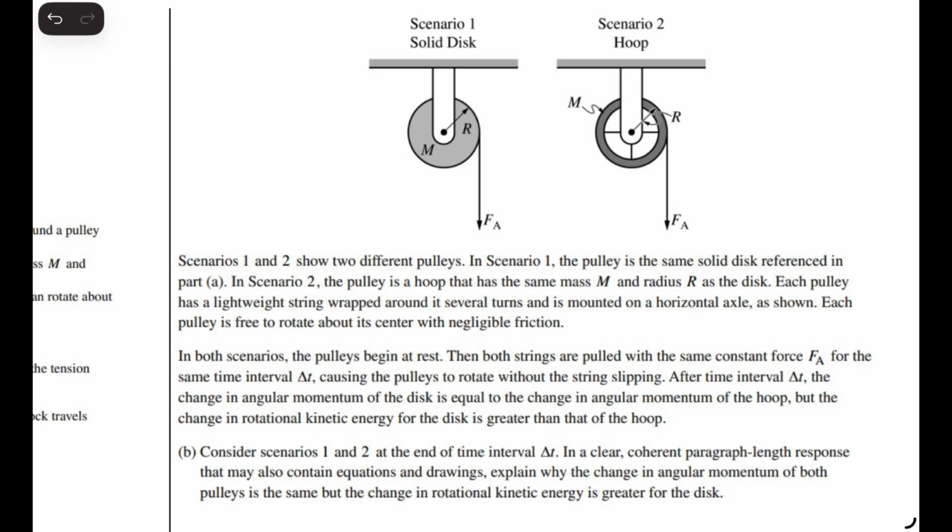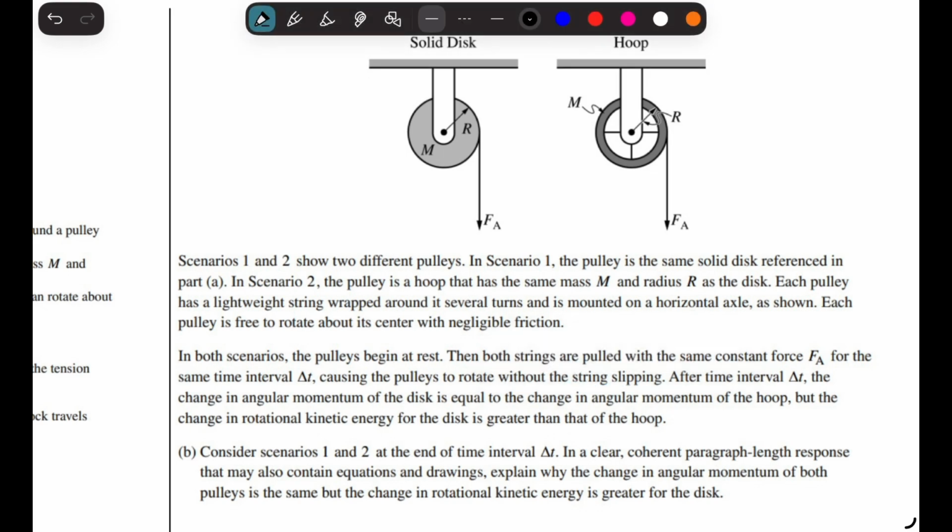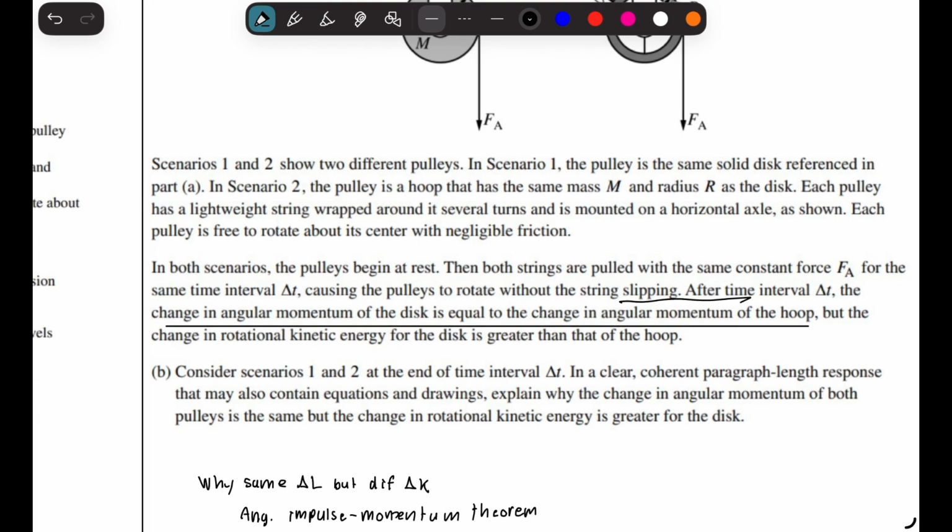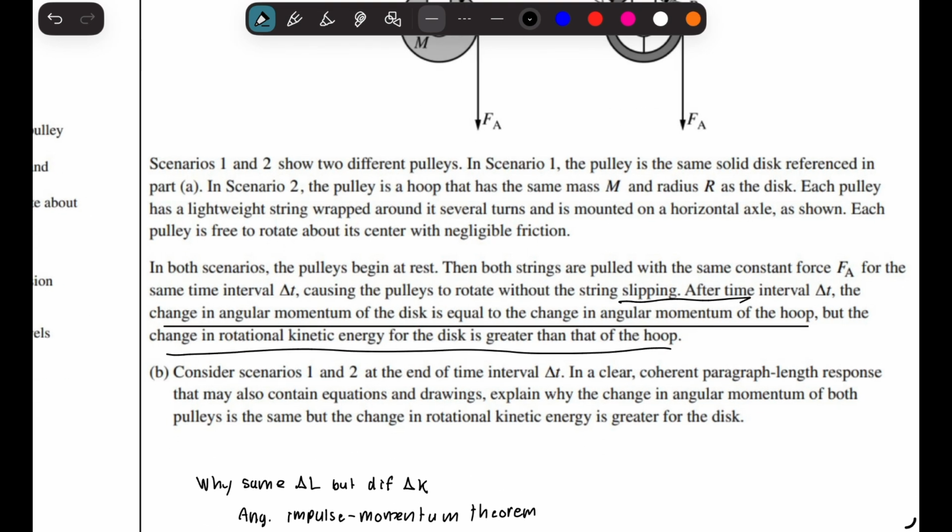In both scenarios, the pulleys begin at rest. Then both strings are pulled with the same constant force Fa for the same time interval delta t, causing the pulleys to rotate without the string slipping. After time interval delta t, the change in angular momentum of the disk is equal to the change in the angular momentum of the hoop, but the change in the rotational kinetic energy for the disk is greater than that of the hoop.